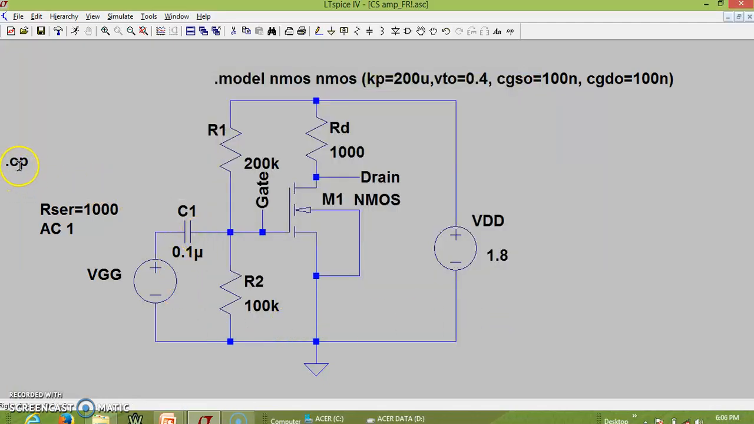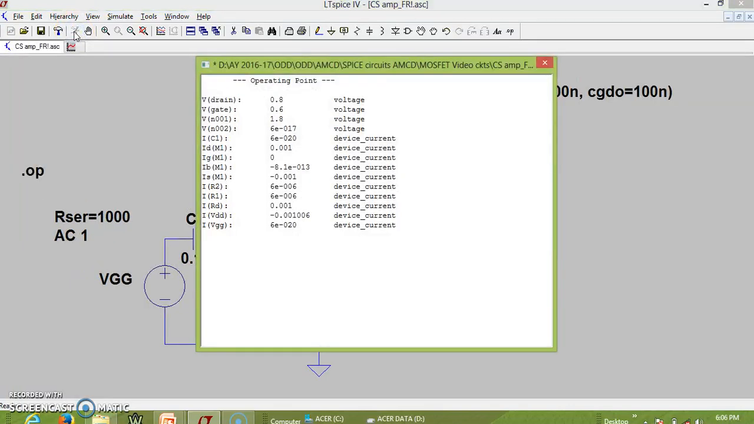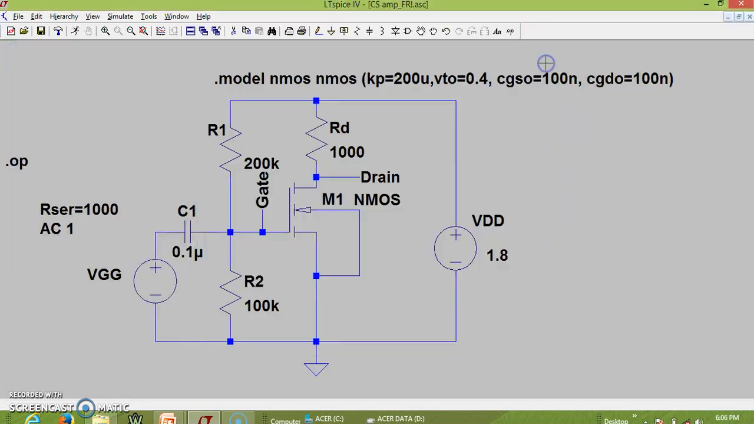And let us first do the dot op and try to find out whether that 1 milliampere current is flowing, whether the MOSFET is in saturation or not. So let us do the dot op. As you can see now, the drain voltage is at 0.8, so we are supposed to have a minimum of 0.2. Now it is more than 0.2, so the MOSFET is in saturation. Let us see the drain current. The drain current is also 0.001 amperes, which happens to be 1 milliampere. So everything is fine now.